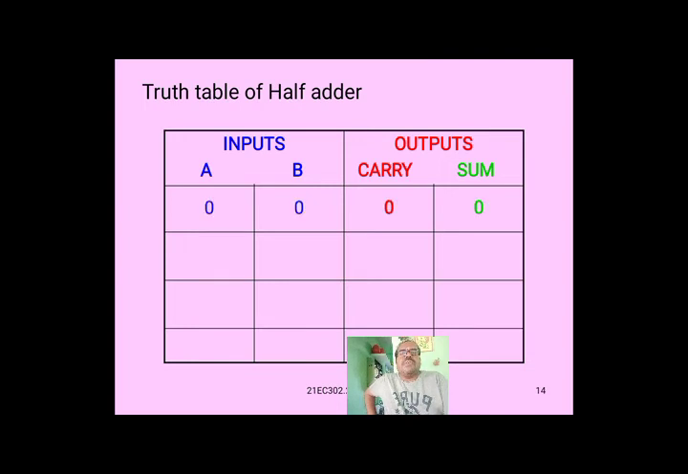Next, truth table of half adder. Here inputs are A, B, outputs are carry and sum. Input 0 0 means carry 0 sum 0. Input 0 1 means carry 0 sum 1. Inputs 1 0 means carry 0 sum 1. Inputs 1 1 means carry 1 sum 0.